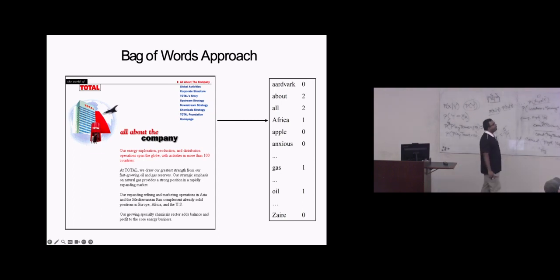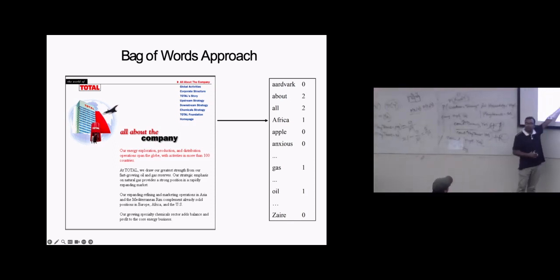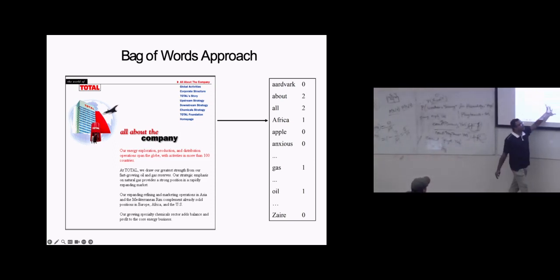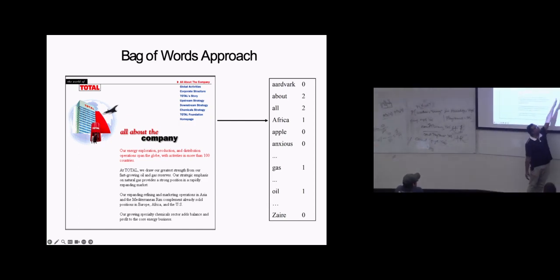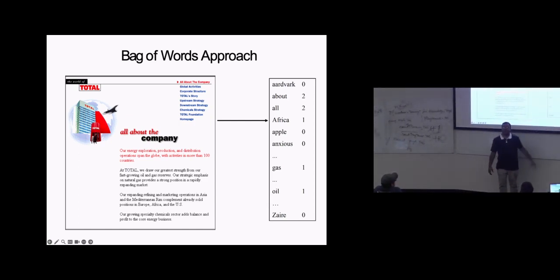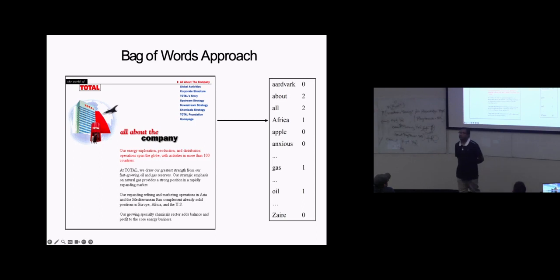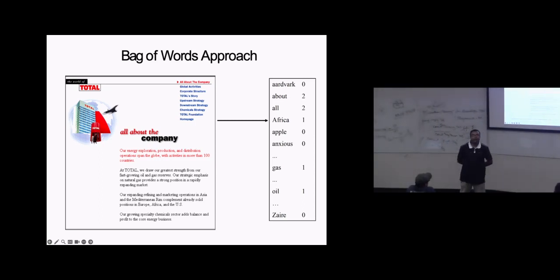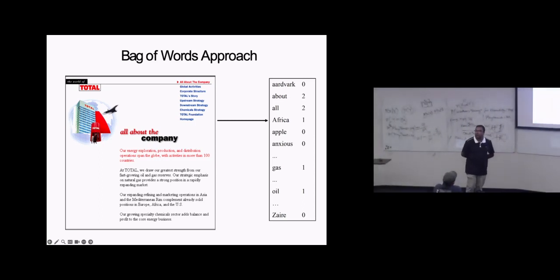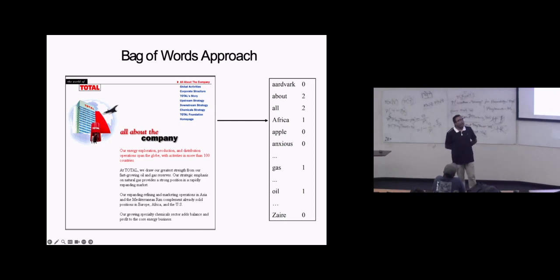Okay, so this is what a bag of words representation looks like. This is the document, right? And on the right, this representation, what is this? What do you see here? Count of how many times the word shows up. Frequency count of words, right? Individual words.